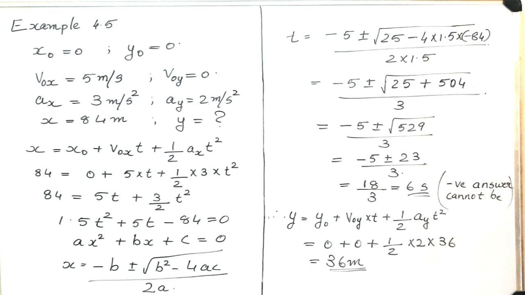So we'll get time to be 6 seconds. Now that we have 6 seconds, we can substitute in the expression. That means the second equation of motion itself in y component form. So we have y is equal to y0 plus v0y into t plus half ay t square, equal to 0 plus 0 plus... that means y0 is 0, v0y is 0, and substituting the other terms we will get it to be 36 meter. So that is the answer to the first question.